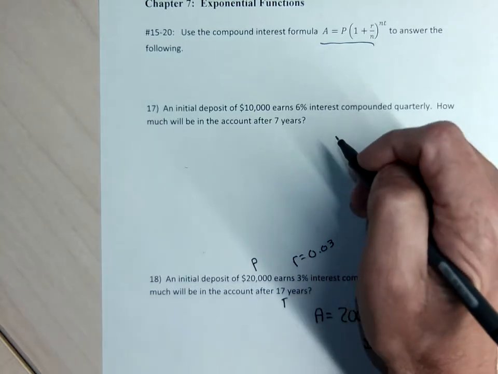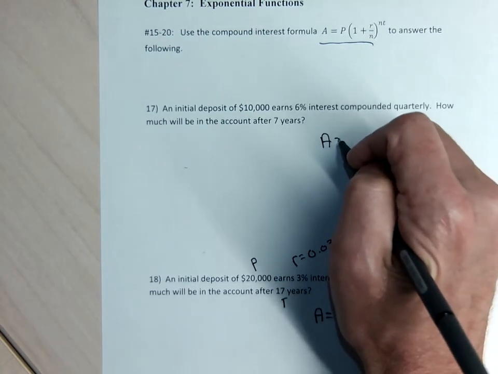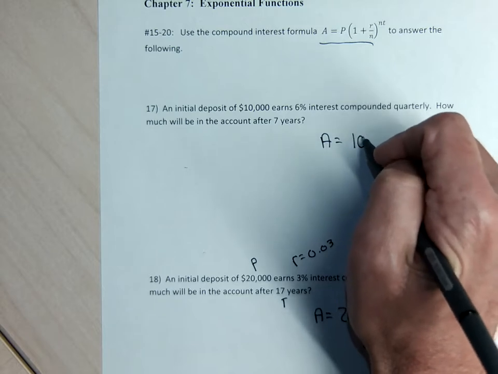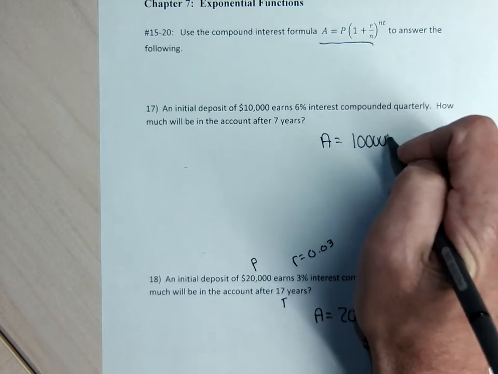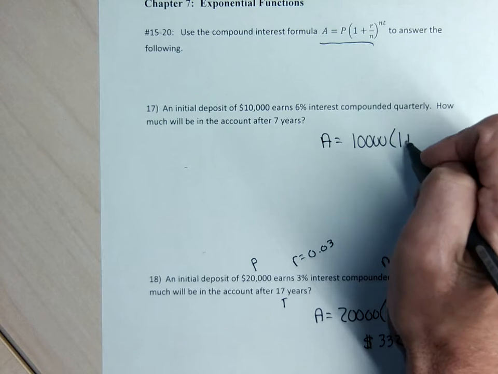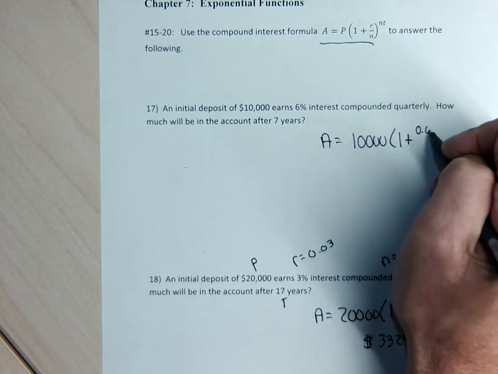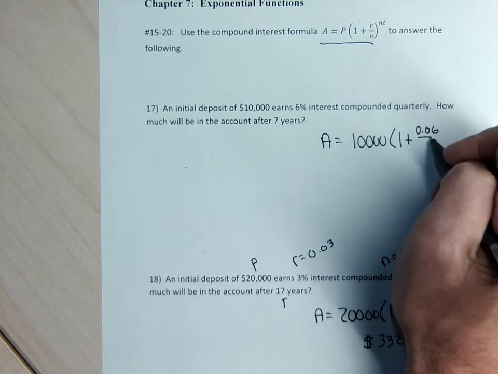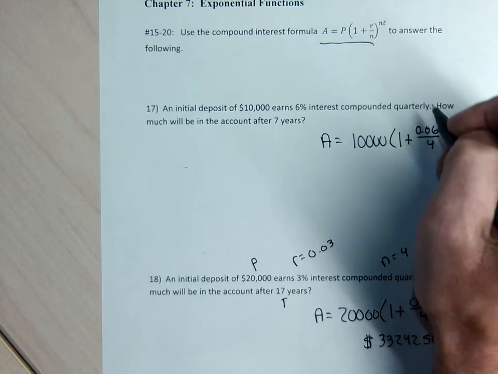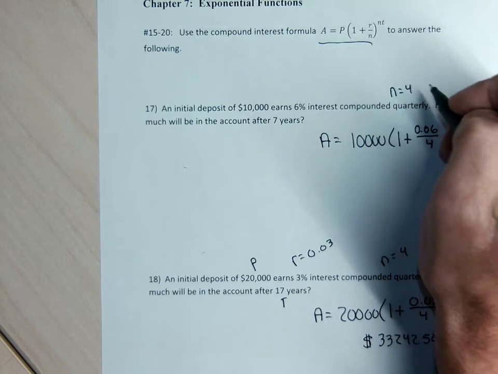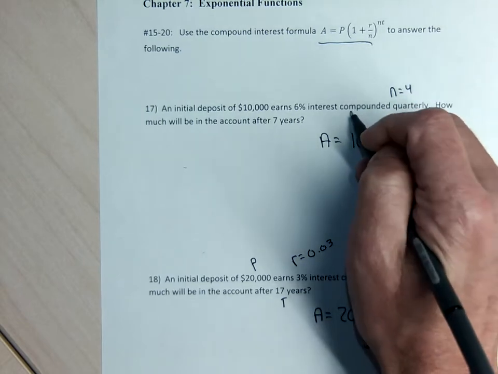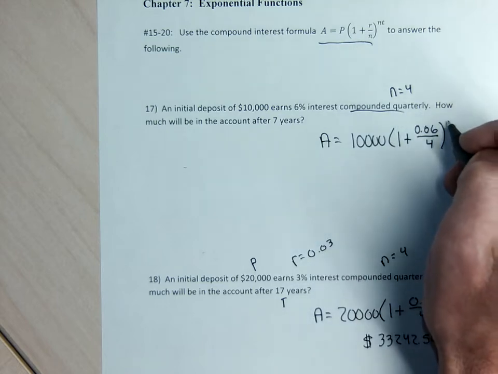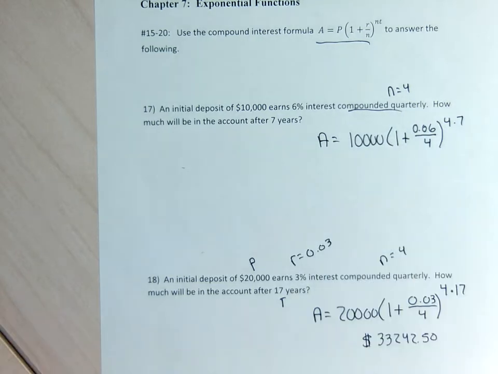I'll write down some work so I don't have to look at the answer. This is going to be A is 10,000 times 1 plus 0.06 over 4, because the N is going to be 4 because there's 4 quarters in a year, and this says interest is paid 4 times per year, to the N times T power.